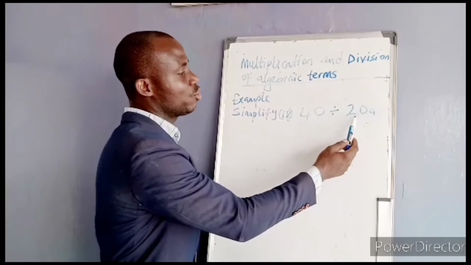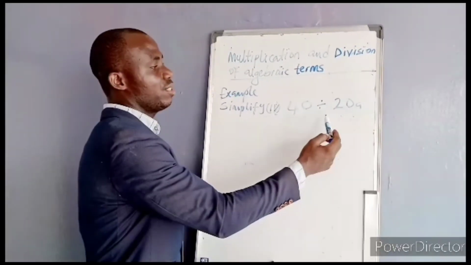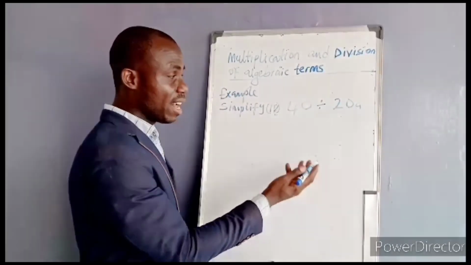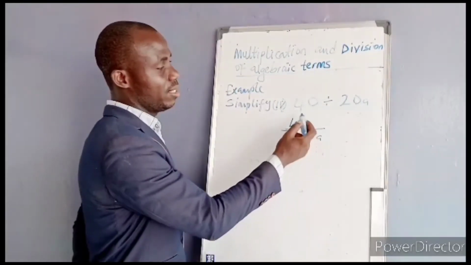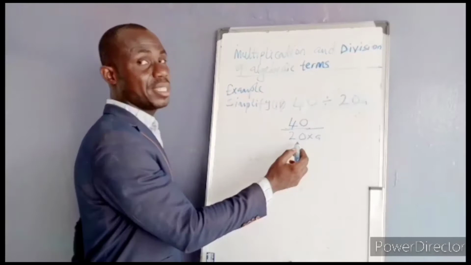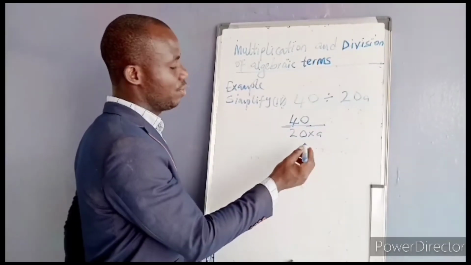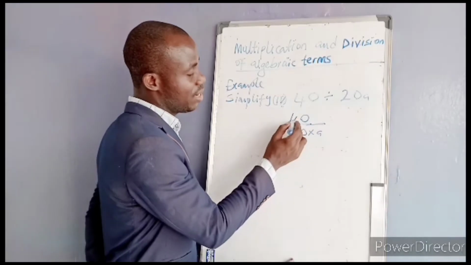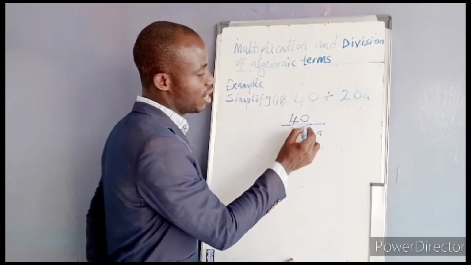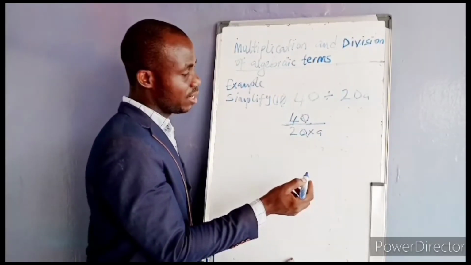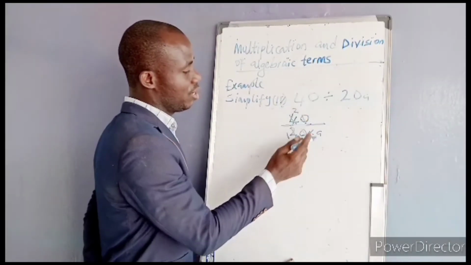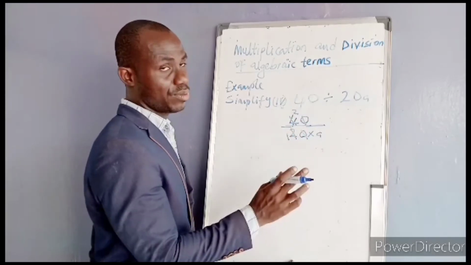This is another example: 40 divided by 20a. Now, this is very simple. I can rewrite this as a fraction, 40 over 20a. They are the same, because this line means divide. Is that clear? So, a simple way: if you check very well, 0 can cancel this 0. 2 divided by 2 is 1, 2 divided by 4 is 2. It means 20 divided into 40 will give us 2.